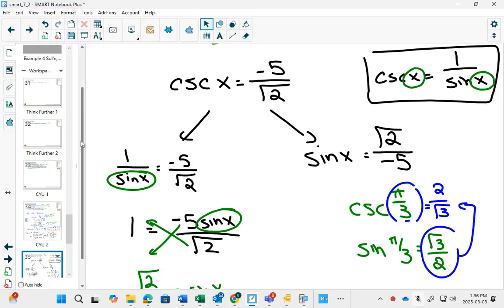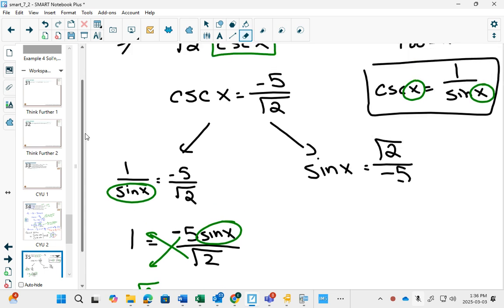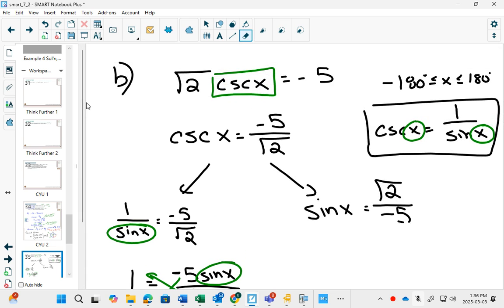Okay. I'm going to erase this little bit. Come back to our question. So we got cosecant x by itself, and then we can change it to sine x just by flipping the answer. The angle stayed the same. Is root 2 over 5 on our pi plate? No. So we need to find a reference angle by doing sine inverse of the positive value.